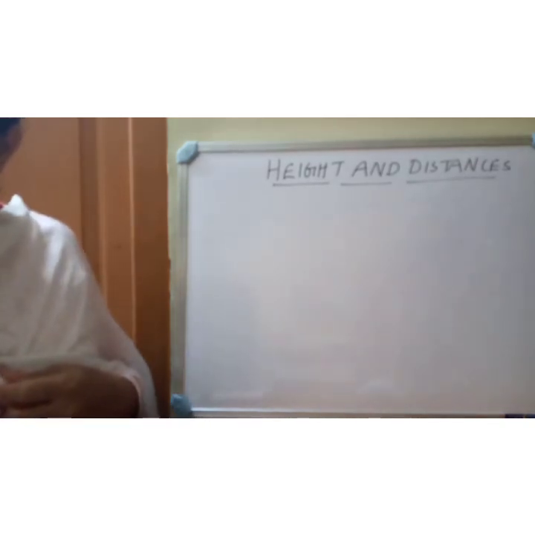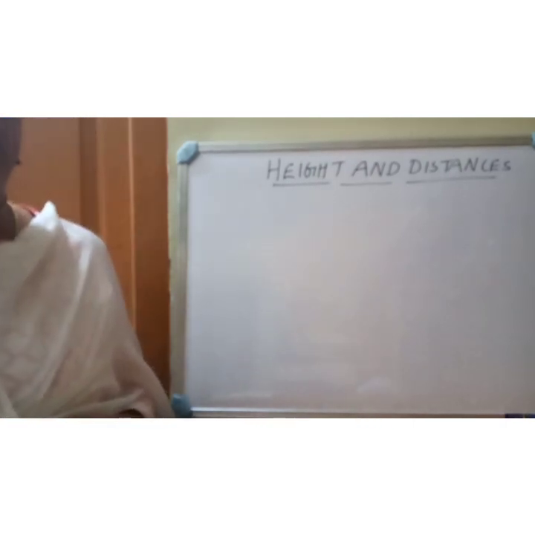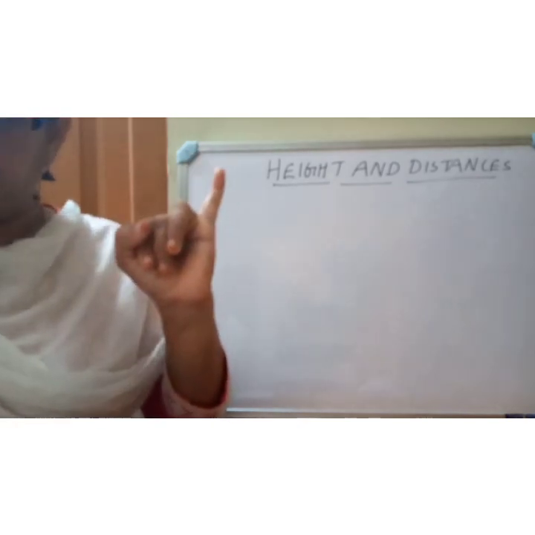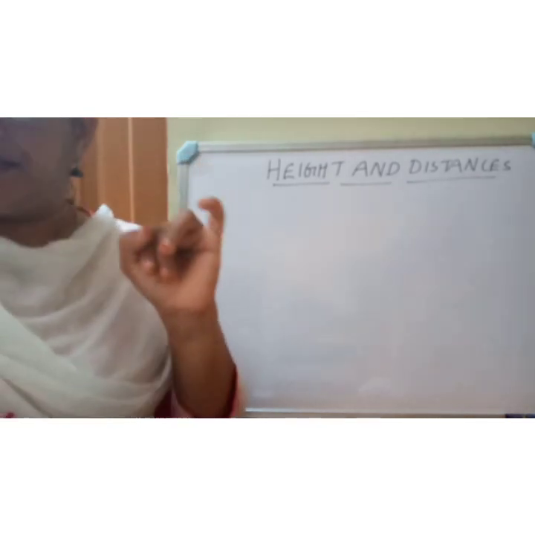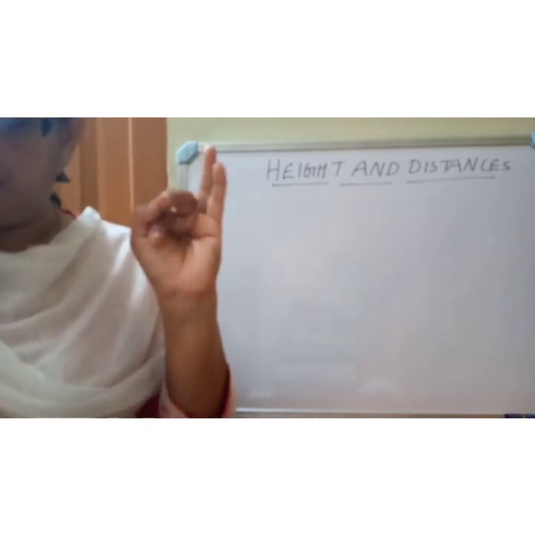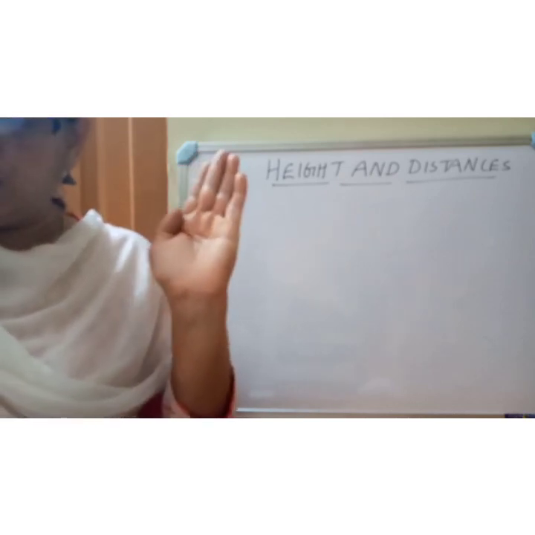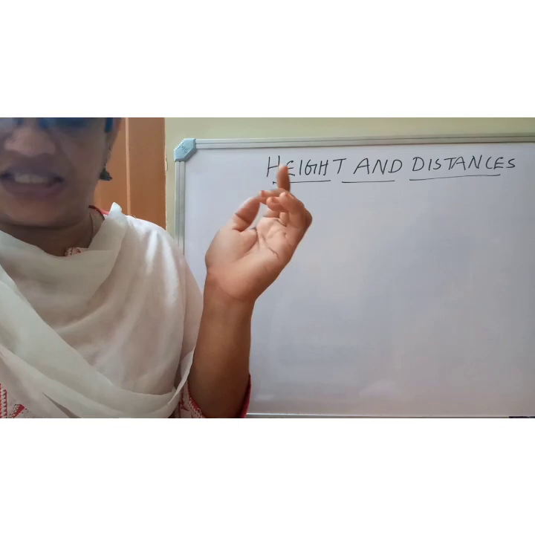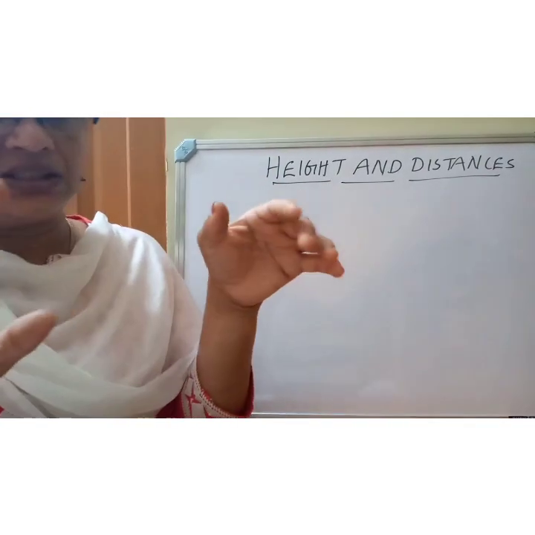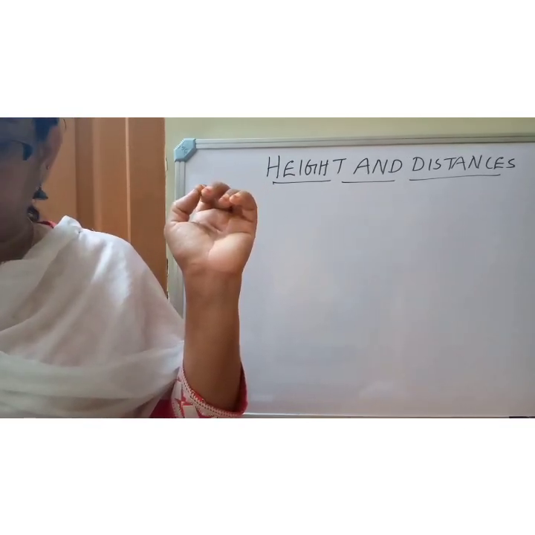To solve the problems involving height and distances, the following strategy may be useful. First, read the statement of the question carefully and draw a rough diagram accordingly. Second, label the diagram and mark the given values. Third, denote the unknown dimension, say h, when the height is to be calculated, and x when the distance is to be calculated.